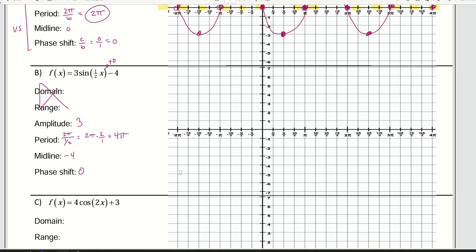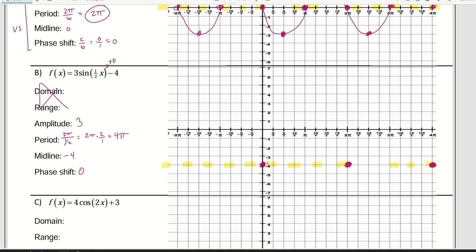Let's draw our midline at -4. I knew that was going to happen. Let's erase that. All right, so we got our midline here at -4. We start, since it's sine, with a midline crossing at our starting point of 0. We go to our ending point, 4 pi away at 4 pi. That's our last midline crossing. Directly in between these 2 midline crossings is another midline crossing.